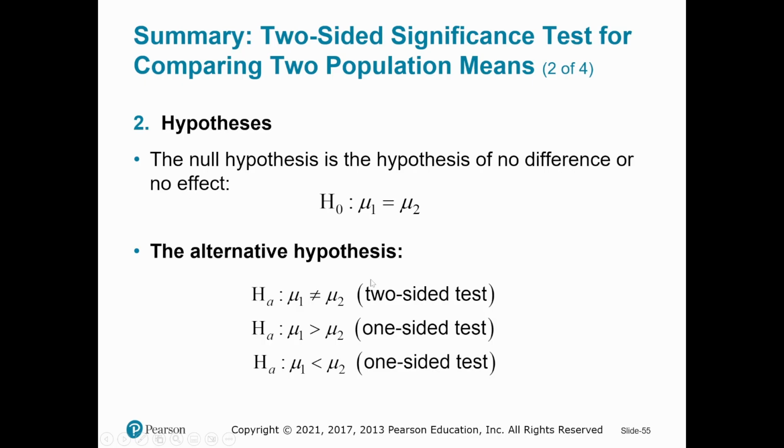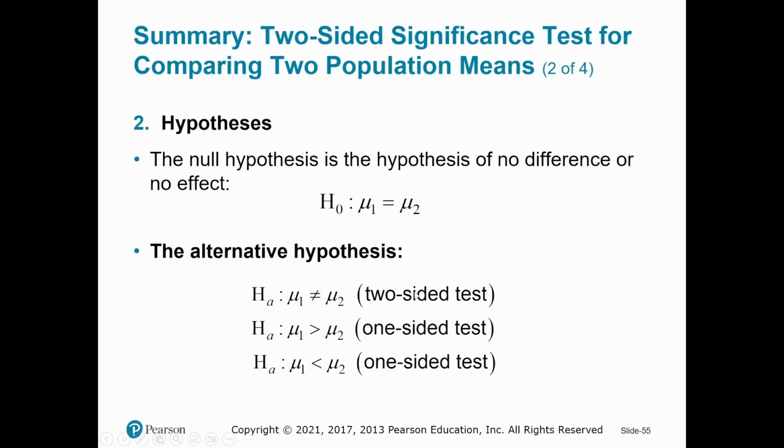All right, so the null hypothesis is that there is no difference, zero difference, or no effect. That means the population mean from the first group minus the population mean from the second group is zero because they are equal. Subtracting equals gives us 0.